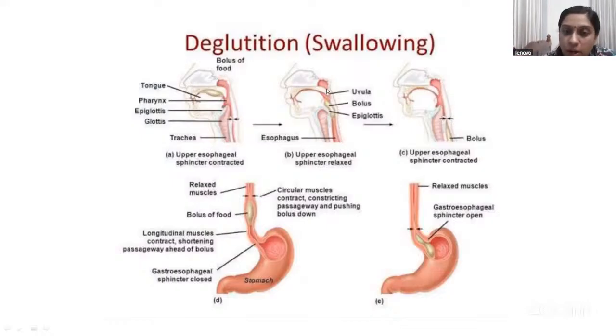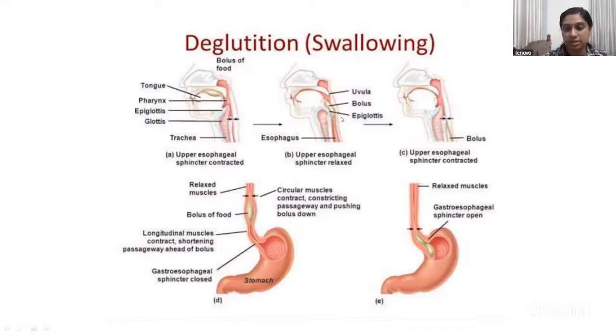First is upward towards the nasopharynx, it can go. Or it can move backward into the oral cavity. Or it can move forward into the larynx. Okay. So in order to prevent these motions and to guide the food towards the esophagus, there are different mechanisms.